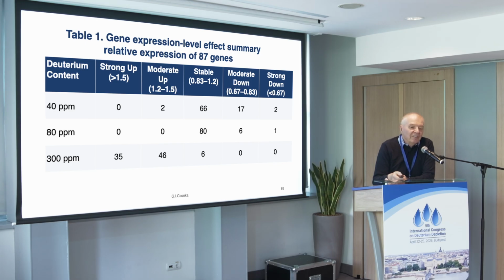So in the first filtering, this is what we got. The situation is very simple. At 40 ppm, no strong upward expression, some moderate expression increase, stable 66 and 17, and some moderate or strong underexpression. At 80 ppm, the situation is somewhat similar, and at 300 ppm, you see the overwhelming overexpression.